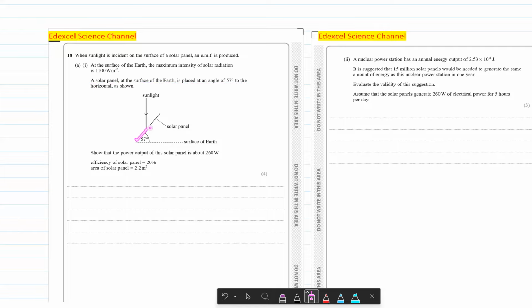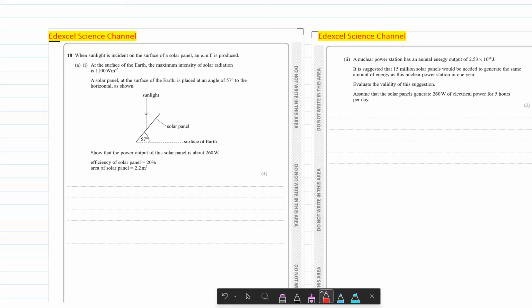So we have a solar panel over here, which is at 57 degrees with the surface of the Earth, and the sunlight is coming literally vertically. Show that the power output of the solar panel is about 260 watts. The efficiency of the solar panel is only 20%, and the area is 2.2 meters square.